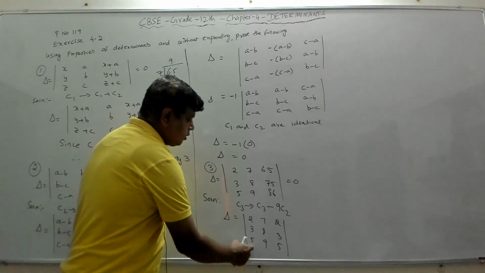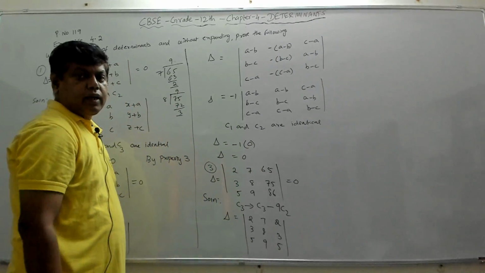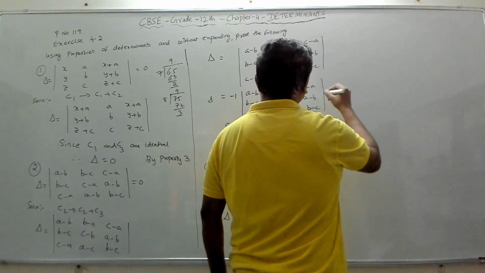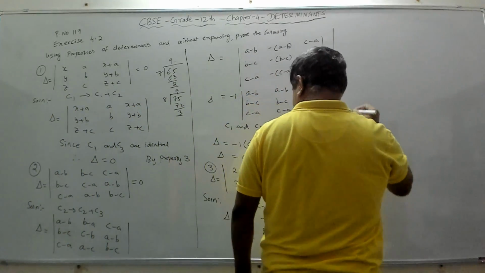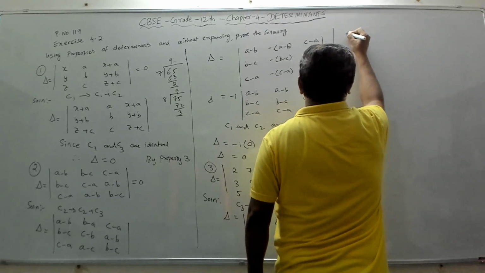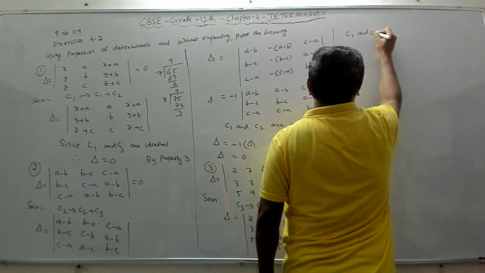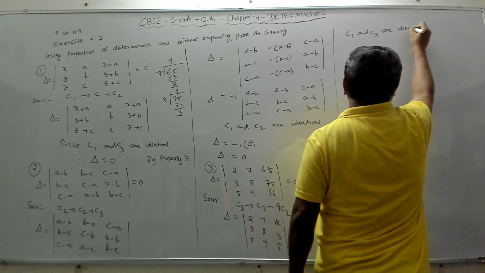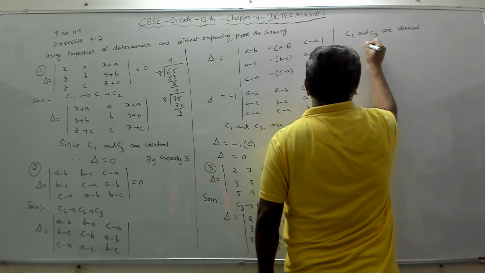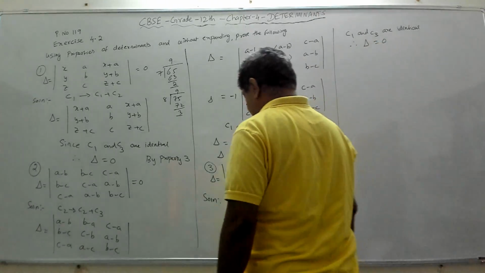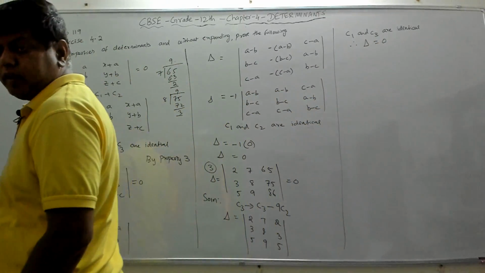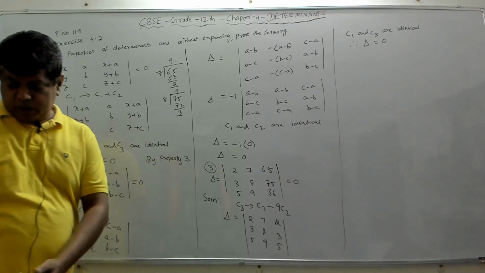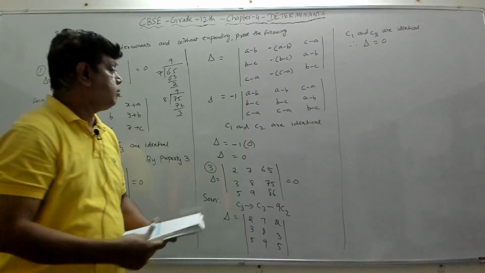Now you see that the two columns are identical again. Column 1 and column 3 are identical. So again we will say C1 and C3 are identical. Therefore the value of the determinant delta equal to 0. That is by property 3, value of the determinant equal to 0. Fine. Now let's do the fourth problem.